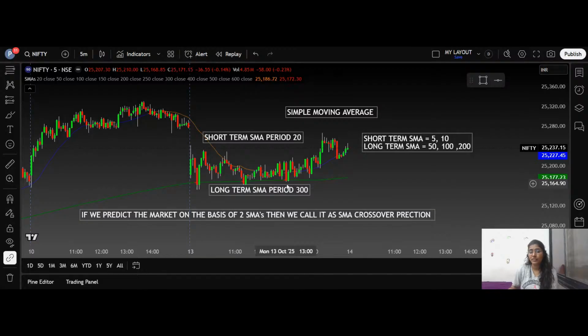We are using two simple moving averages, and this is a very standard concept of this indicator. Does it work or not? You have to backtest it. I'm going to tell you the concept and you have to backtest whether it works or not. So we have two SMAs. One is short term of period 20. Why did I take 20? I simply took it. And another SMA of period 300. Why 300? There is no logic in taking 20 and 300. I wanted one short term SMA and one long term SMA, so I took both lines. Now I have to predict the market on the basis of these two SMAs. This concept we call SMA crossover prediction.